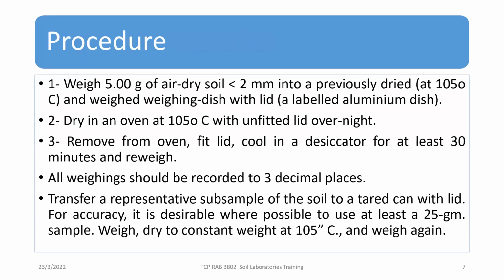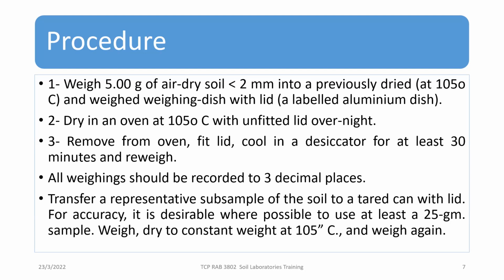The procedure: you weigh 5 grams of air dry soil into a previously dried and weighed weighing dish with the lid, a labeled aluminum dish. Normally, this dish is always made of metal, aluminium, or in other places iron, because you are going to put it in an oven.